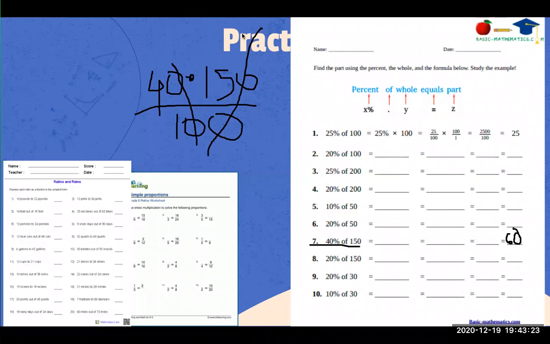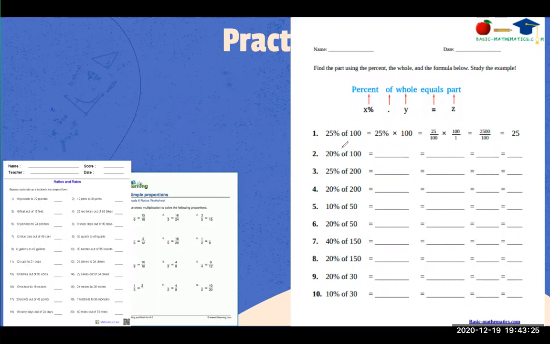So does anybody else have any questions? How to take a percent of a thing?